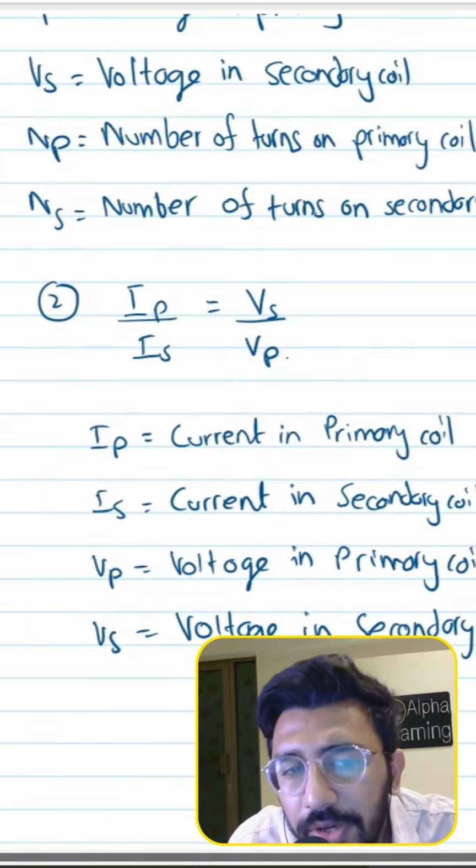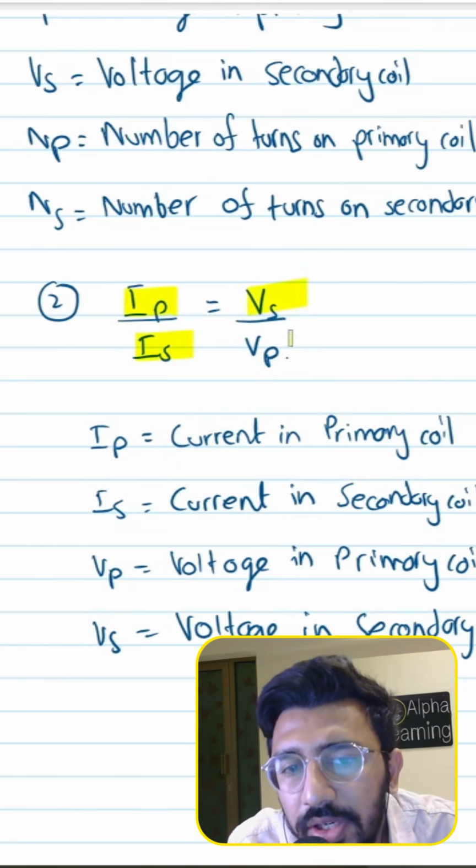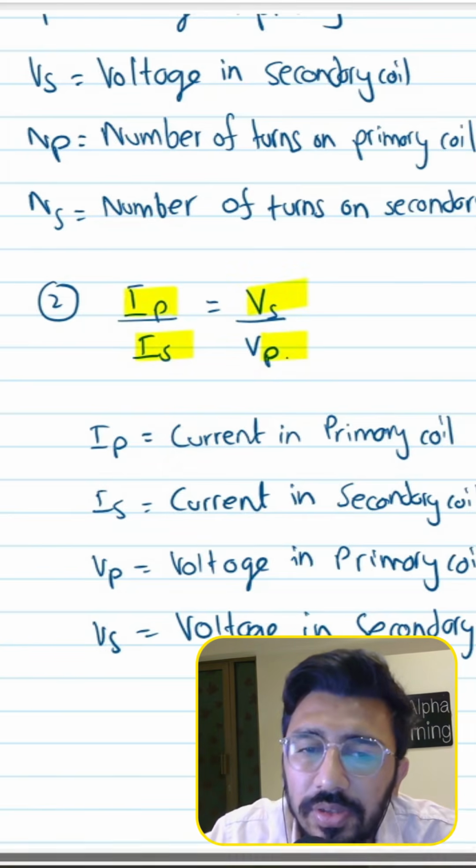The second formula of transformer and the last formula that we need to know about is this: Ip over Is is equal to Vs over Vp. Ip is the current in primary coil. Is is the current in the secondary coil. Vs is the voltage in the secondary coil. Vp is the voltage in the primary coil. Simple.